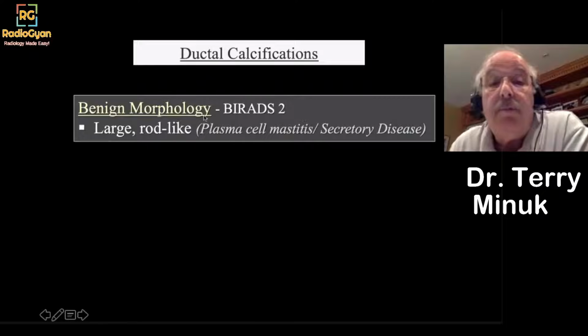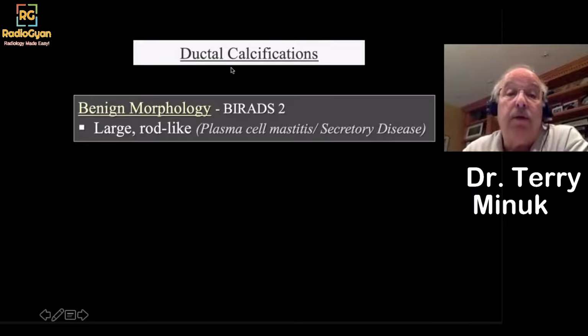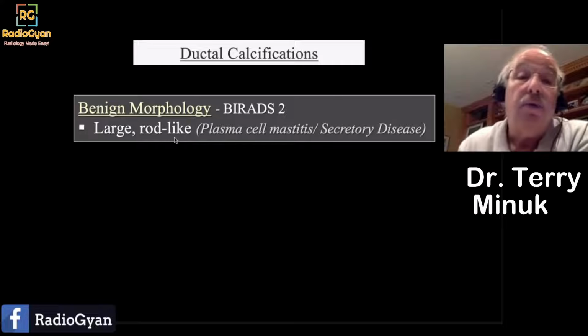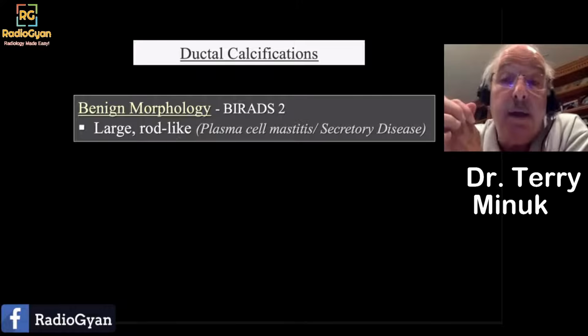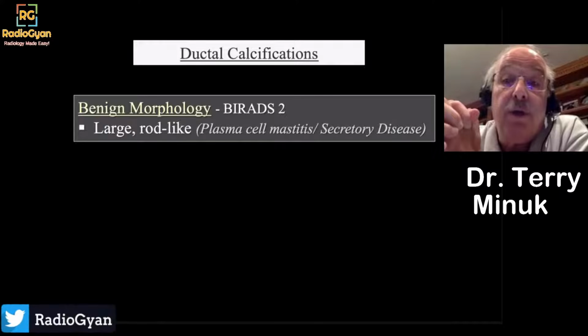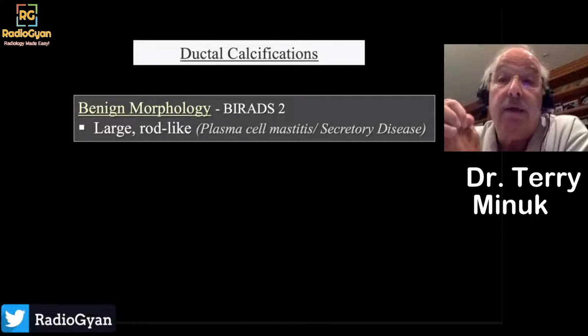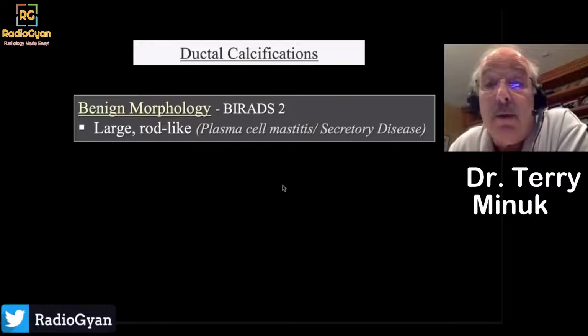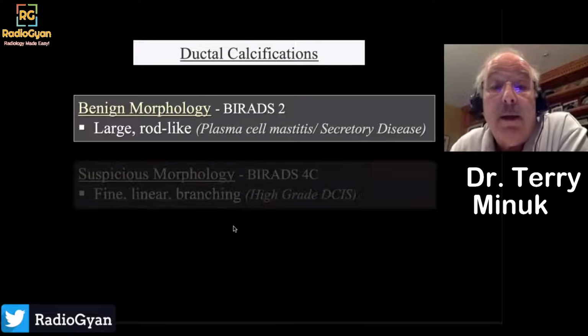So we've looked at benign morphology ductal calcifications. They tend to be large rod-like calcifications. There's other calcifications that are benign. You can get calcified arteries. You can get calcified sutures. Rarely you'll get fibrocystic change that'll have linear calcifications. And every once in a while you do biopsy them because they don't look totally benign.